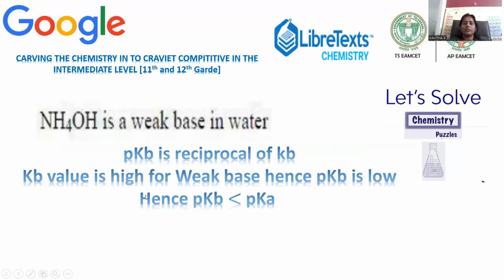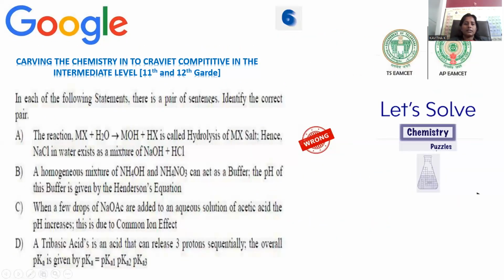Move on to question number 6. Question number 6. In each of the following statements, there is a pair of sentences. Identify the correct pair. Which is the correct one, which is the wrong one, we need to identify.